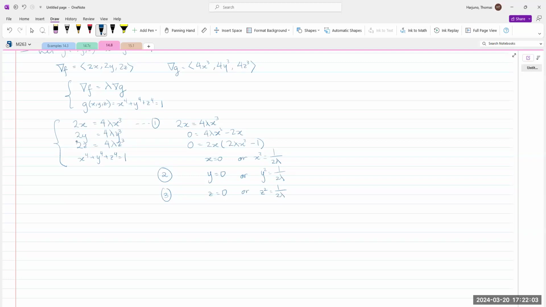Okay, now notice that we only work with three equations right now, but we still have to satisfy the fourth equation. So we need to think of all possible outcomes from this situation. Now one of them is when x and y and z equal 0. If I put it in equation 4, 0 squared plus 0 squared plus 0 squared is not equal to 1. So the first possibility, 0, 0, 0, is not a critical number.